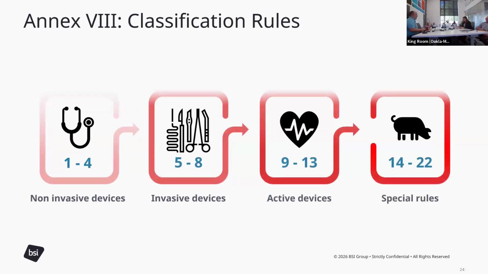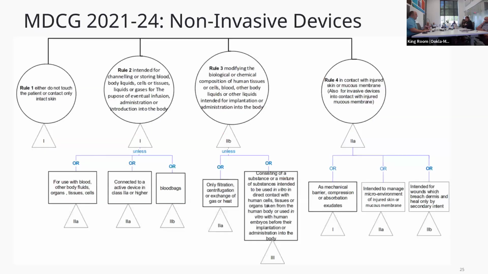And then we essentially have 4 big groups of device types. We've got non-invasive devices, invasive devices, active devices, and then special rules. And we'll talk a little bit in more detail about each of these.